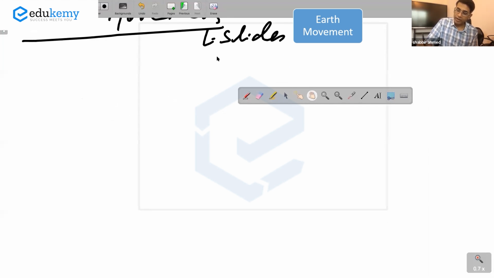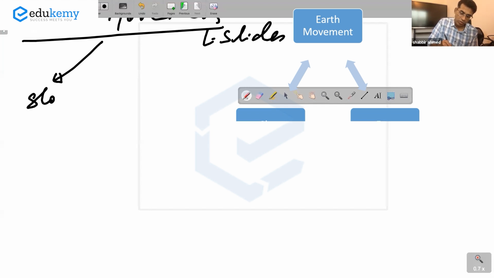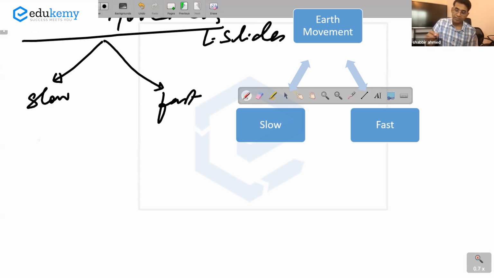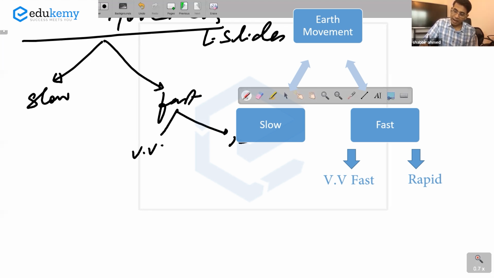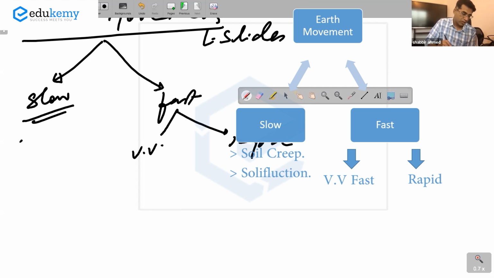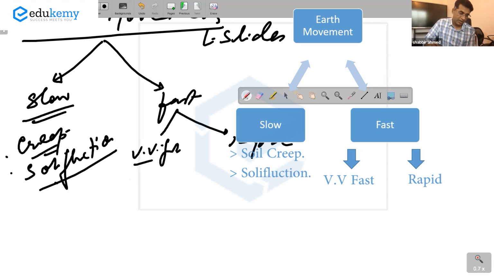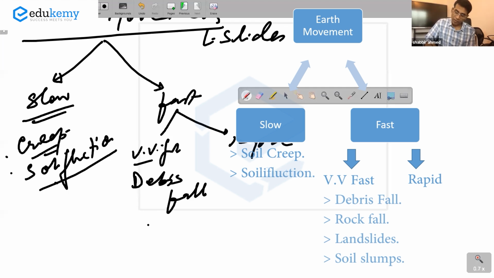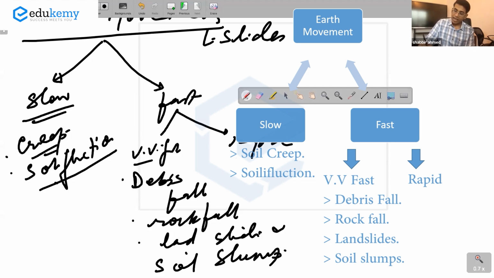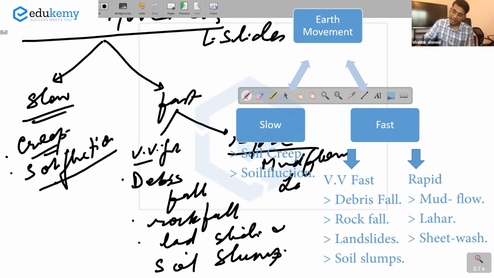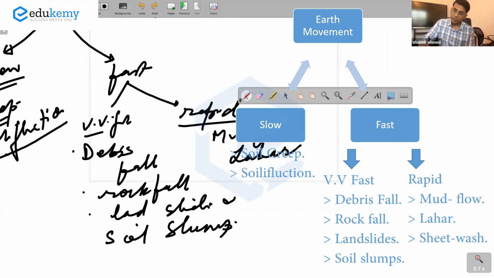So earth movements can be very slow or they can be fast. Fast may be very, very fast, and in general, relatively rapid ones. Very slow ones are soil creep and solifluction. Very, very fast ones are debris fall, rock fall, landslides, and soil slumps. And among the rapid ones, you have mud flows and lahar. Your book also talks about sheet wash.